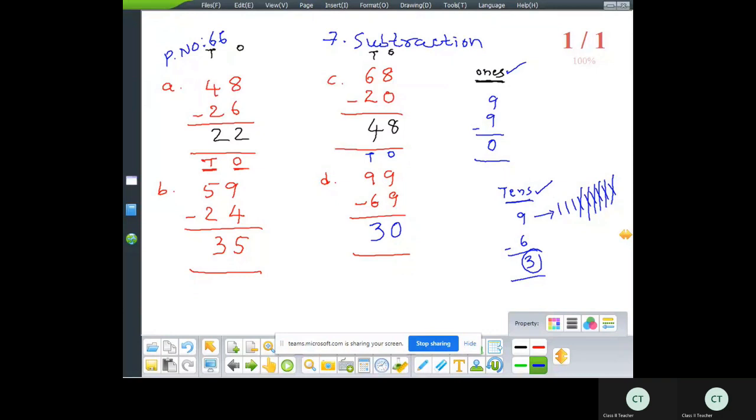9 minus 6 is equal to 3. 3, 0, 30. 99 minus 69 is equal to 30. This is the answer for D. Now we see E1.